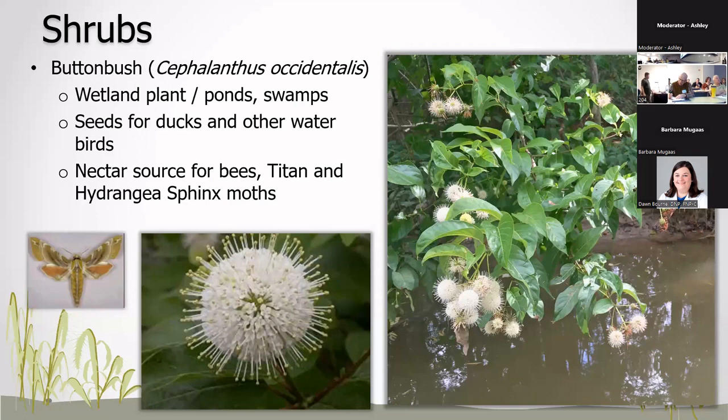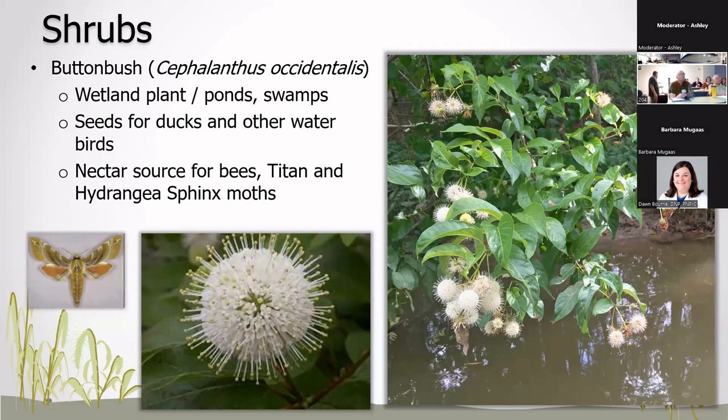Now let's talk about some smaller things. This is button bush, Cephalanthus occidentalis. This is a fun one. It really likes wet though. So it is a wetland plant. It's going to want to be in the water.